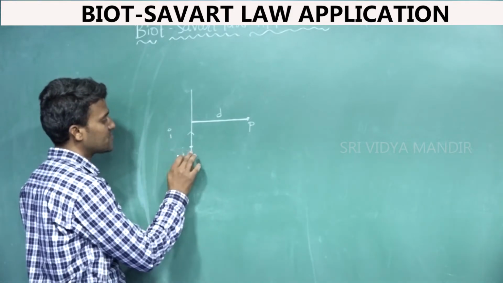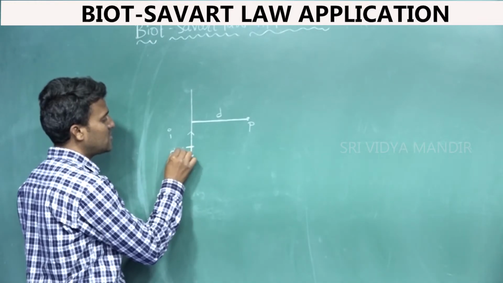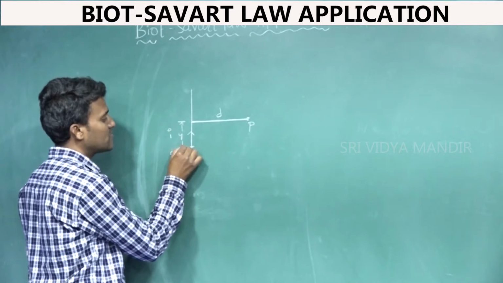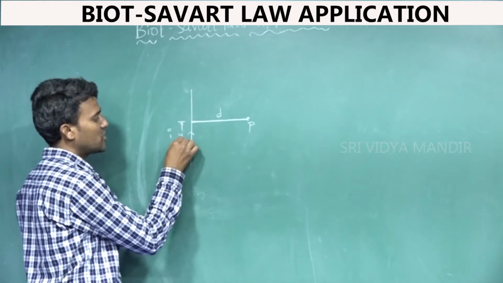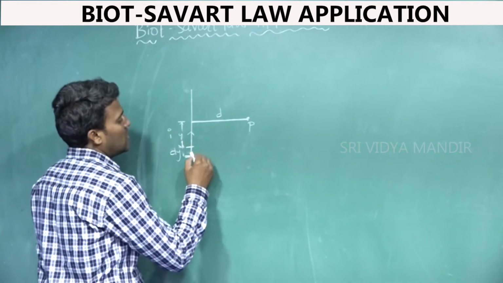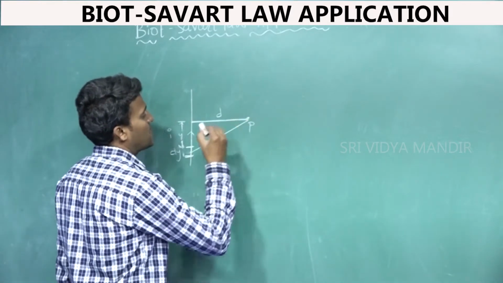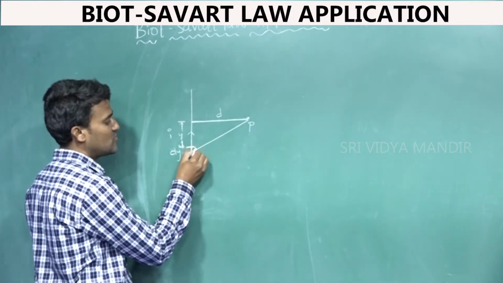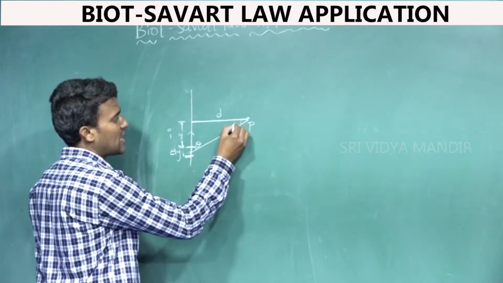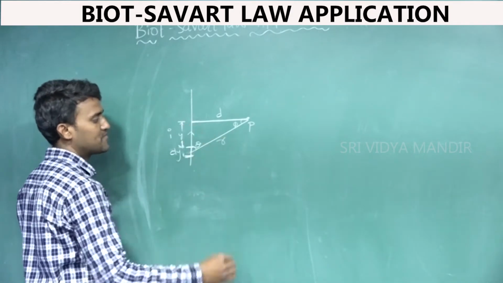This part is nothing but dy. From this point to the element, the distance is y, isn't it? This angle is theta, we know very well. This angle is theta, and this one I am writing as angle phi, and this is r.